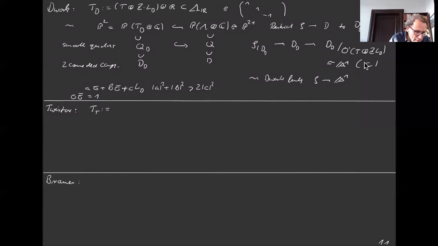So the picture for the twistor family is similar. Here the transcendental lattice is extended by the twistor line bundle, which was just the hyperplane line bundle.